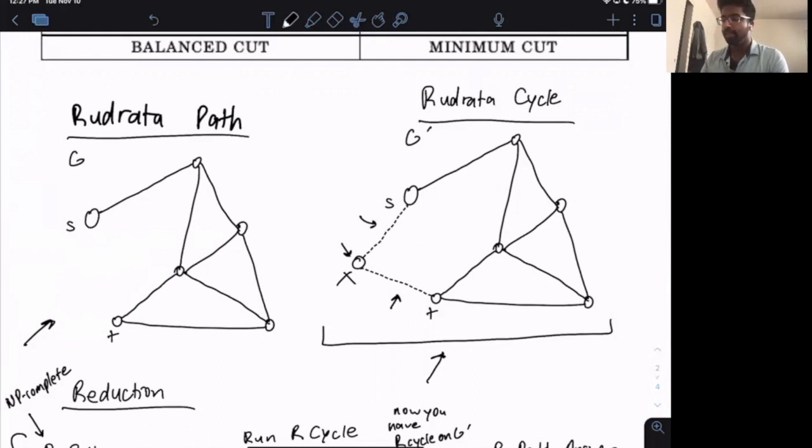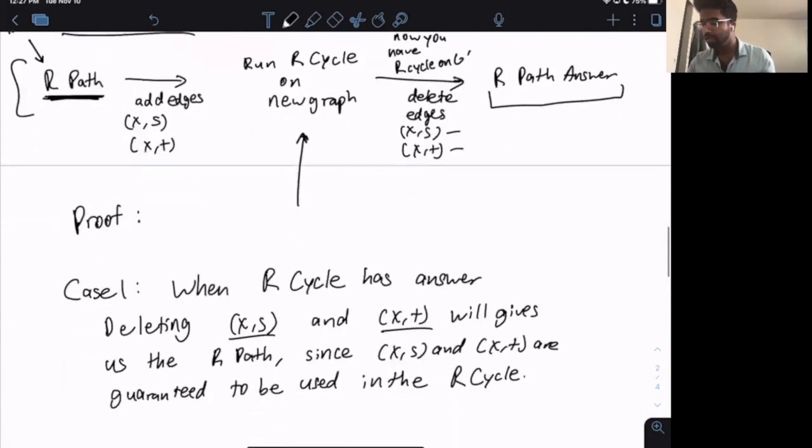x was an addition that we added to transform this problem into a Hamiltonian cycle problem. So if you delete x comma t and x comma s, what you're left with is the rest of the cycle, except for those two edges. That leaves you with a path from S to T that is also a Hamiltonian path. So that's how you know that when the Hamiltonian cycle algorithm has an answer on G prime, you will have an answer for G, the original graph, for the Hamiltonian path problem.